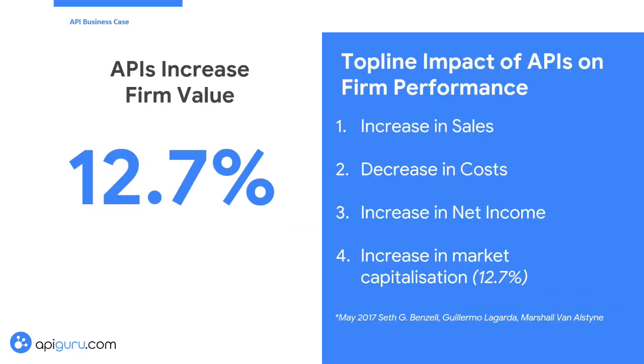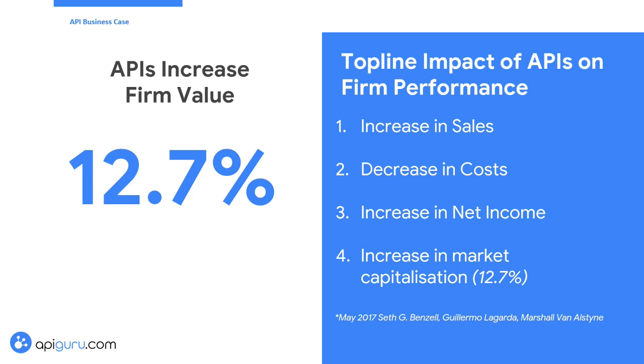In May 2017, 3 Boston University professors published a study on the financial impact of API investments. Analyzing data from 120 firms over 3 years, they found that companies investing in APIs saw a 12.7% increase in firm value, higher sales, and reduced costs, leading to higher net income. These results were compared with firms that didn't adopt APIs, ruling out macroeconomic trends and random fluctuations.